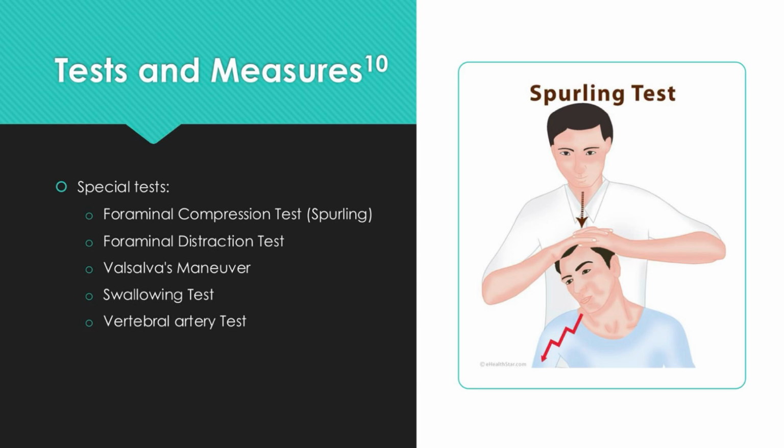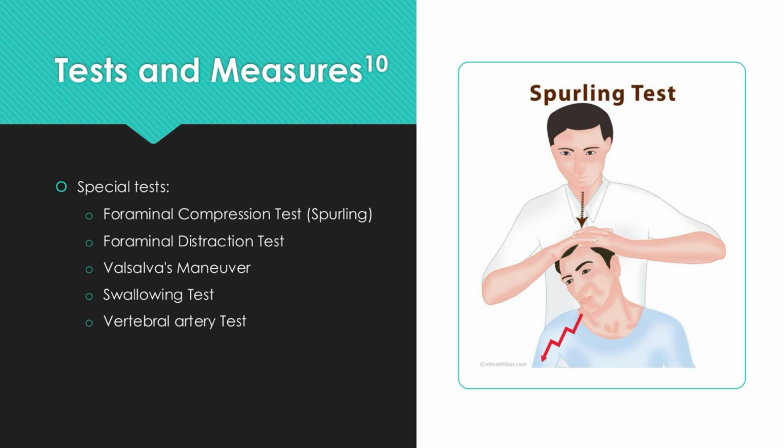Then you have the Valsalva maneuver, and that's done by instructing the seated patient to take a deep breath and literally bear down like they're having a bowel movement. That maneuver can increase pressure on the spinal nerve and the cervical disc, which could produce symptoms like numbness and tingling. And then you have your swallowing test, and that's just done by asking the patient to swallow.